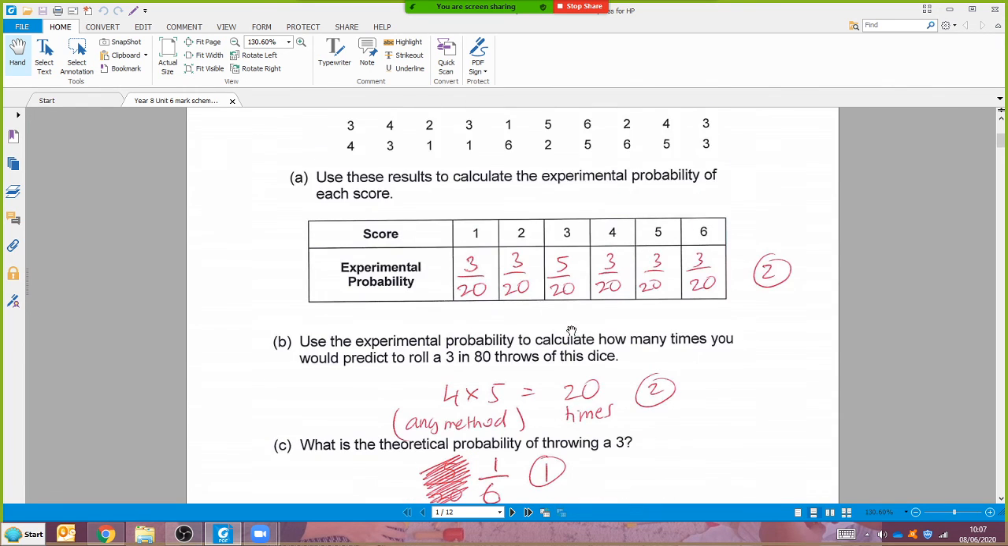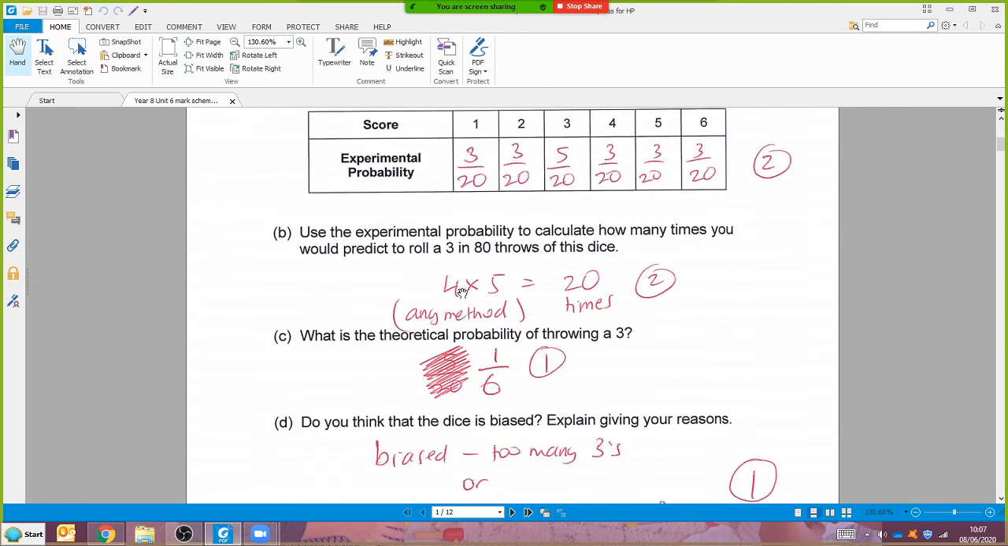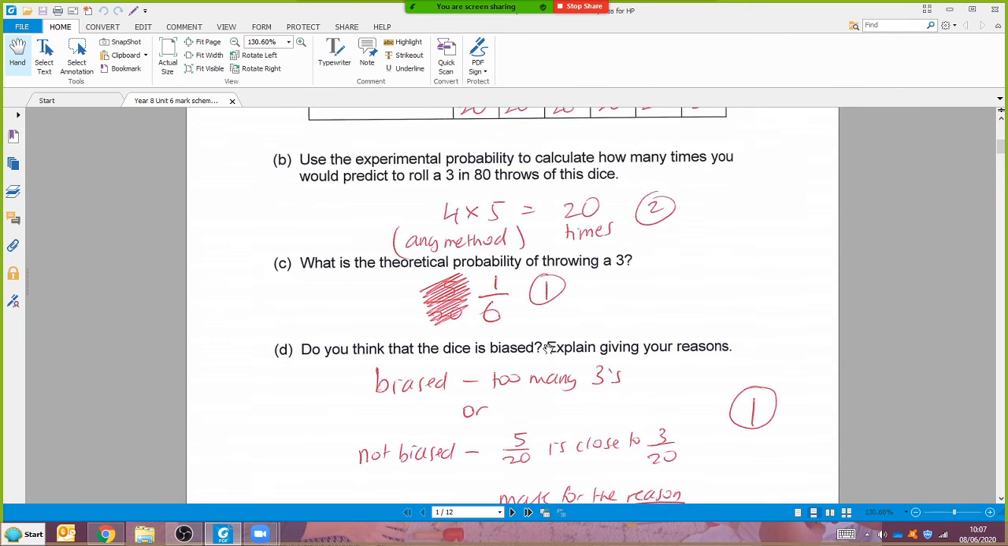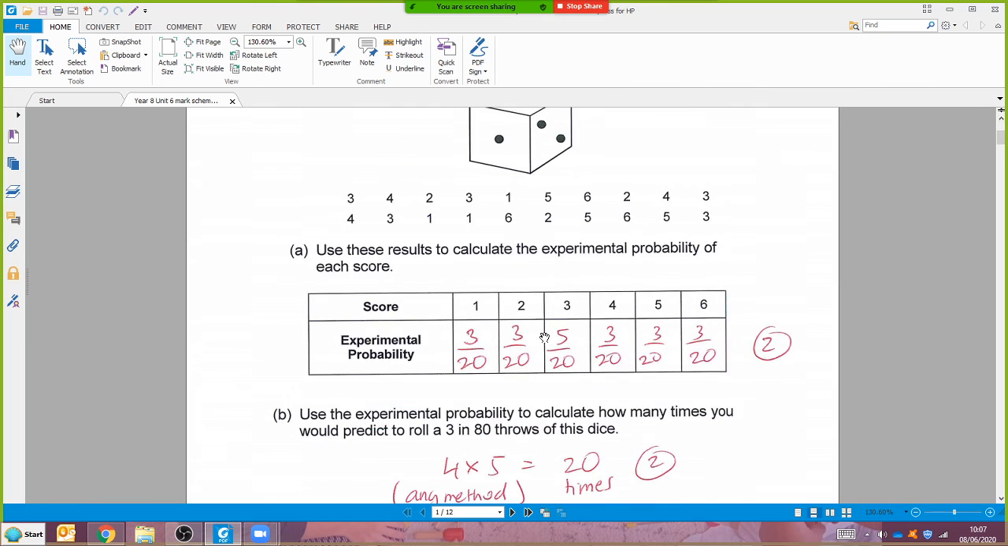Do you think this die is biased? You might say, well, yeah, I think I've got too many 3s in the experiment. It should be 3 out of 20 like all the others. Or you can say, no, 5 out of 20 is quite close to 3 out of 20, so I don't think it's biased at all. Both answers are correct as long as you give a sentence to explain. Biased, too many 3s, or not biased because 5 out of 20 is close to 3 out of 20. It doesn't matter whether you said it was biased or not, but you have to give the reason for it, which is what gets you the mark. That's question 1 done. Any questions about that?